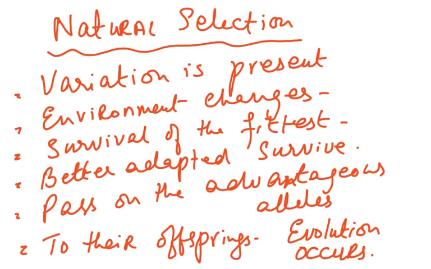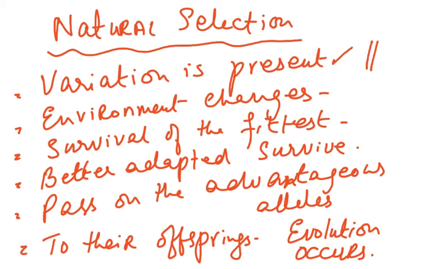Now, just a recap of another topic which I did in a previous chapter, but I just want to do it a little more profoundly in this video. And this is about natural selection. Natural selection: variation is present. Environment changes. Survival of the fittest. Better adapted survive. Pass on the advantageous alleles to their offsprings. Evolution occurs. So number one, variation is present.